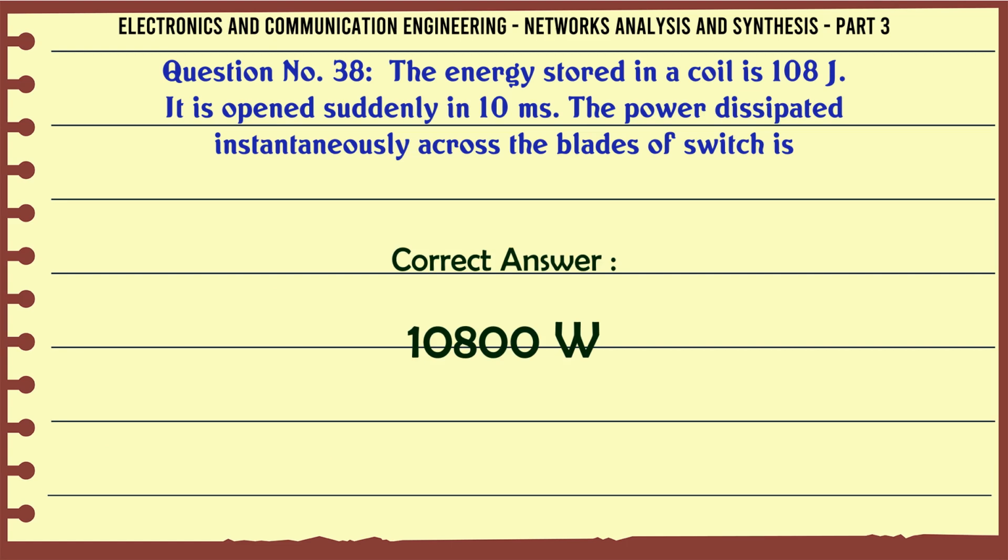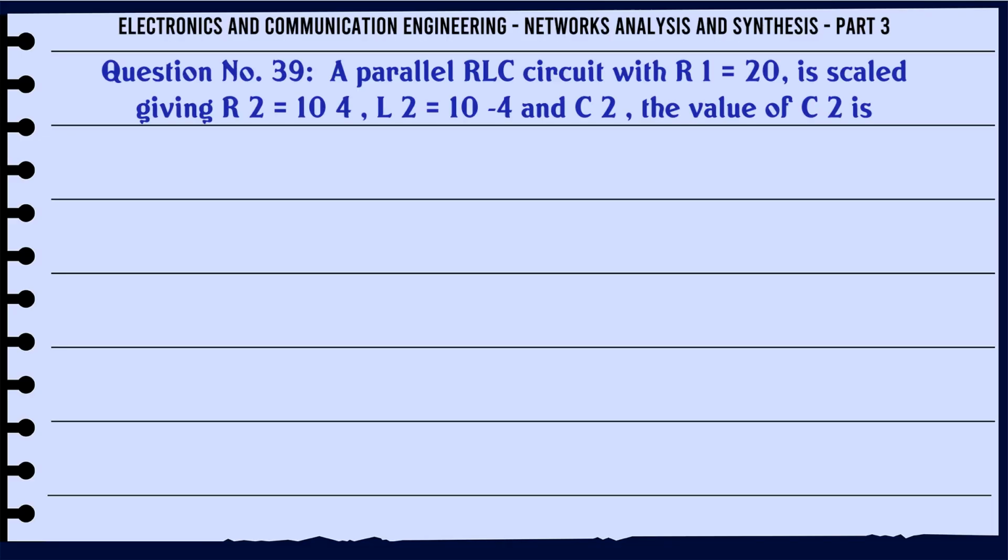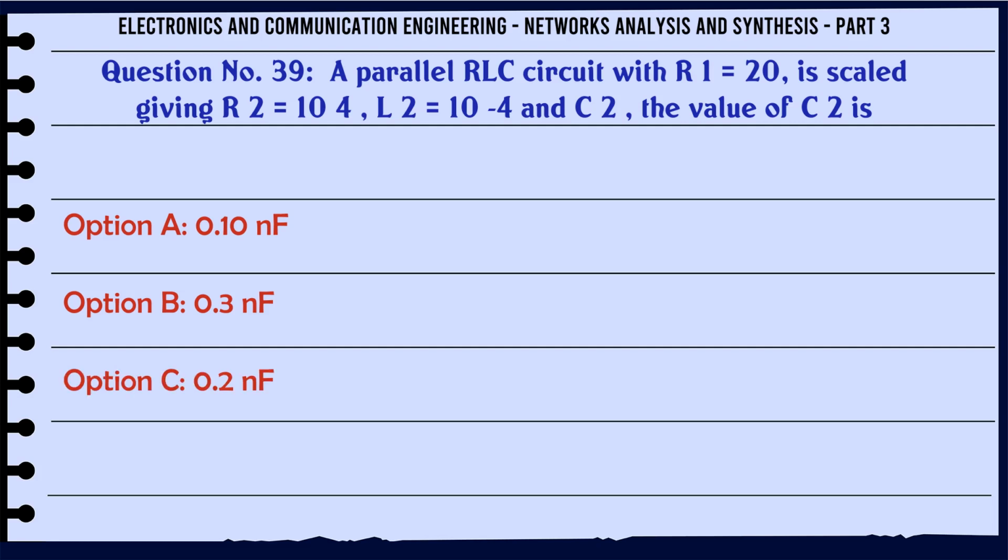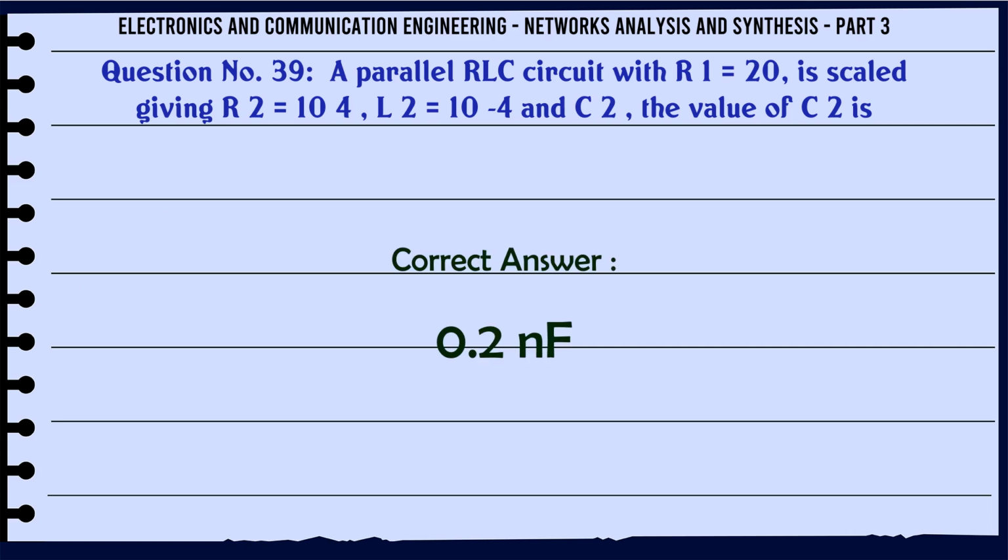10,800 watts. A parallel RLC circuit with R1 = 20 is scaled, giving R2 = 10^4, L2 = 10^4 and C2. The value of C2 is: A 0.10 nF, B 0.3 nF, C 0.2 nF, D 0.4 nF. The correct answer is 0.2 nF.